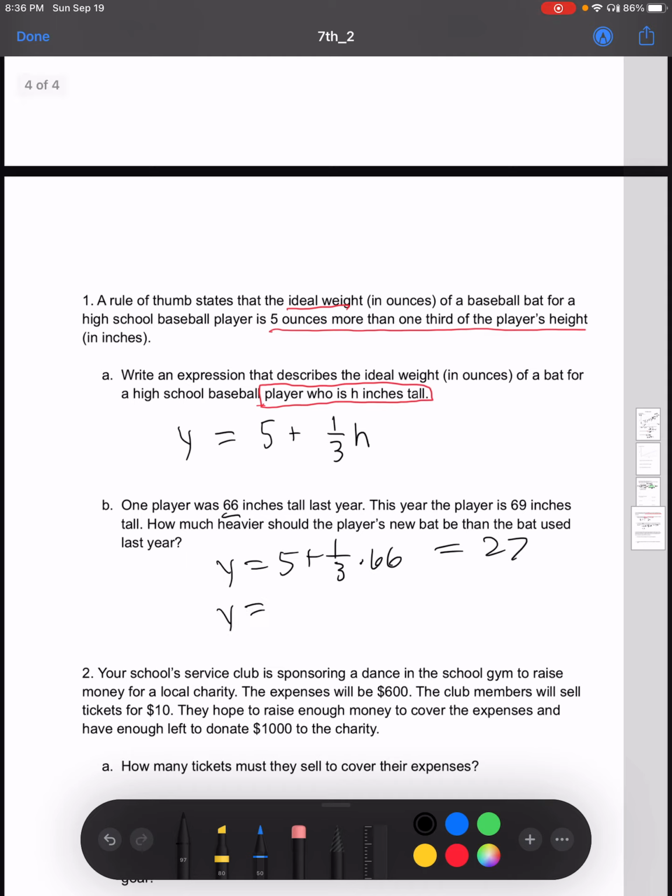And if we plug in the 69, that would turn out to be 28. 1/3 of 69 is 23, and you add it to the 5 to get 28. In other words, if this is last year, and this is this year, the baseball player's bat should be 1 ounce heavier. So our answer would be 1 ounce.